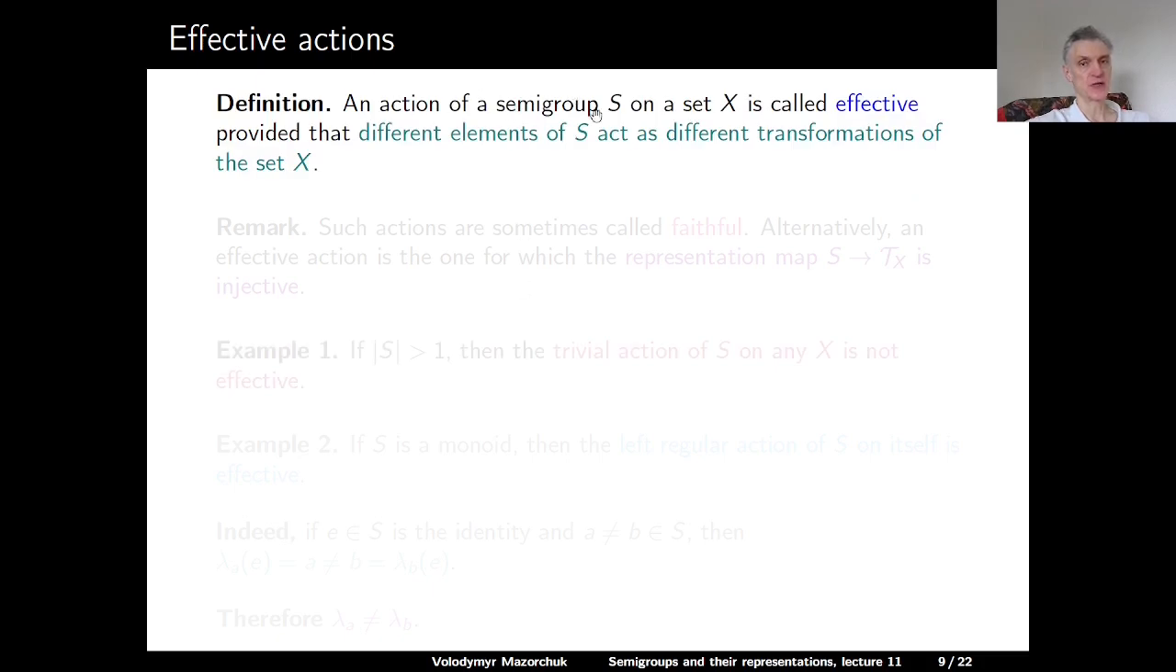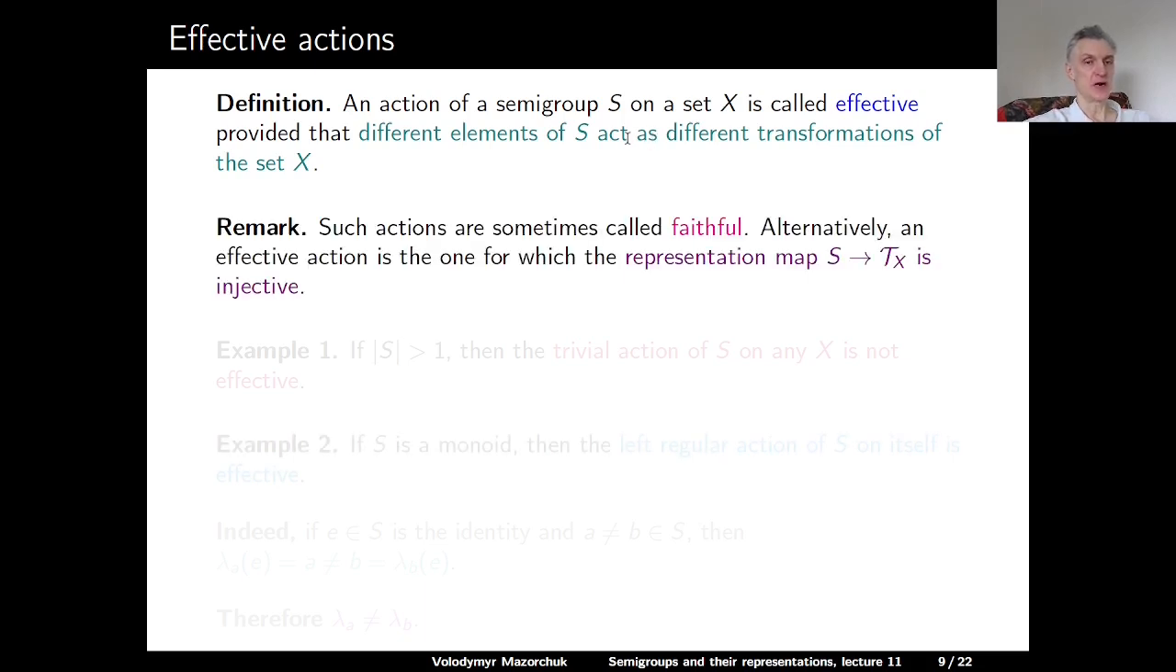Next, let us discuss the notion of an effective action. Definition: an action of a semigroup S on a set X is called effective, provided that different elements of S act as different transformations of the set X. Remark: such actions are sometimes also called faithful. Alternatively, an effective action is the one for which the representation map from S to T_X is injective. However, the words faithful and injective also have slightly different meanings, especially if one considers linear representations and categories, so it is good to have a different word to describe this phenomenon.